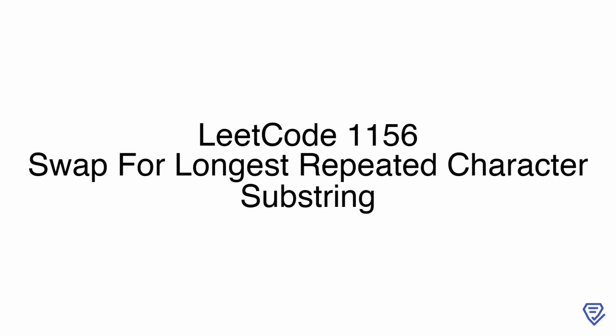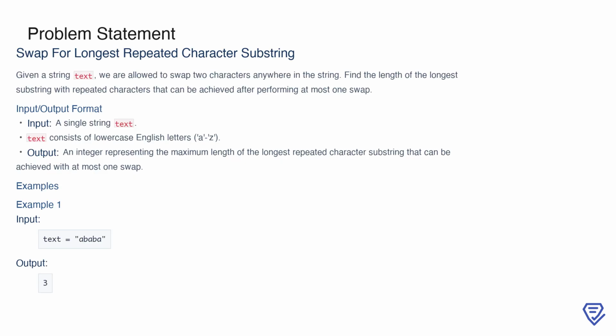Let's get started. In this problem, we are tasked with finding the length of the longest substring of repeated characters that can be achieved by performing at most one swap between any two characters in the given string. The input to the problem is a string text composed of lowercase English letters, and the output is an integer representing the maximum achievable length of such a substring.